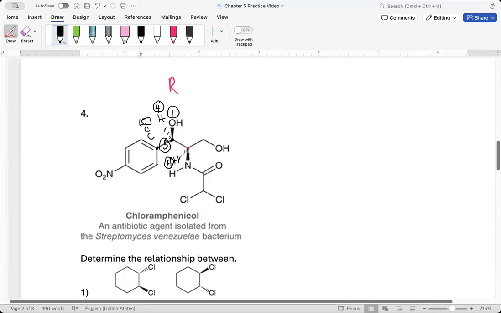Then coming out from this chiral center, we have a nitrogen, a carbon, and a carbon. Okay, so nitrogen is going to get priority 1 since it's the highest atomic weight. And now we need to compare these 2 carbons here. Let me get rid of a little bit more of this drawing over on the left.